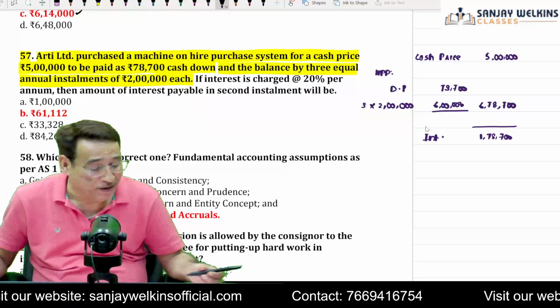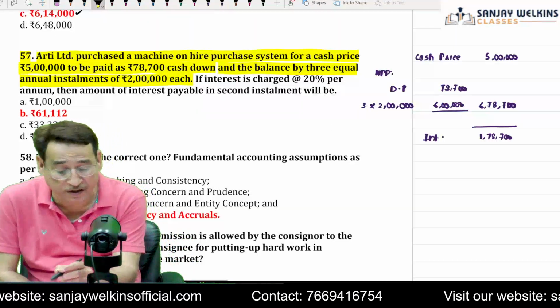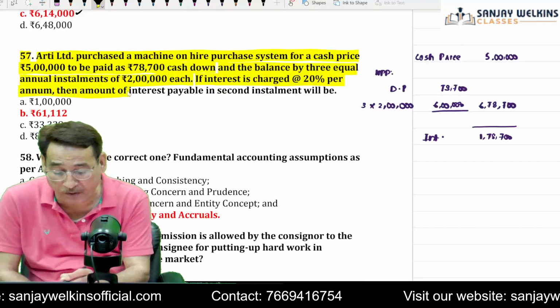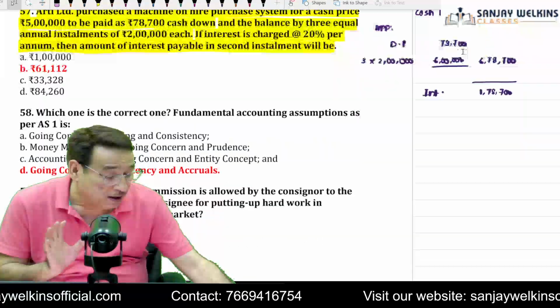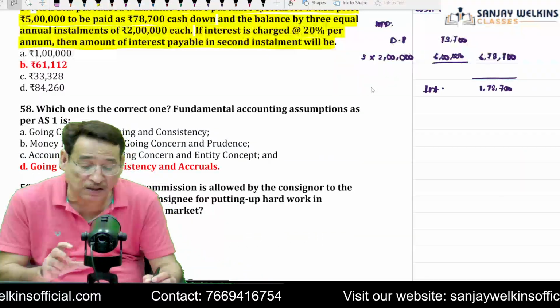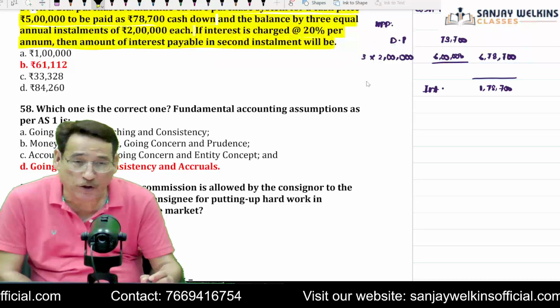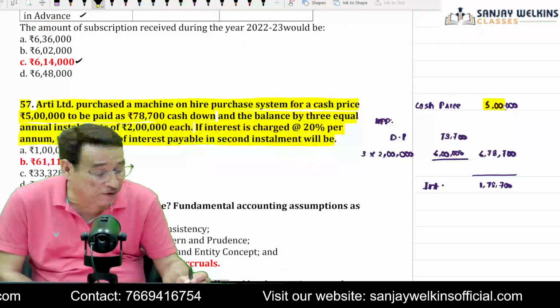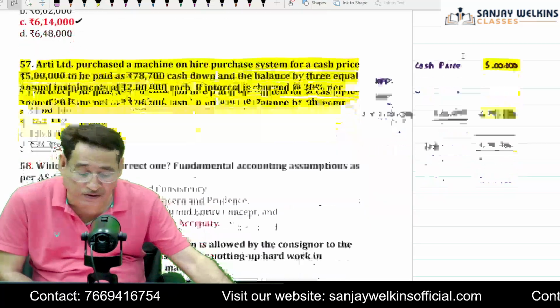Sorry, extremely. Sometimes there are phone calls, you simply can't help it. Anyway, the question here is asking: if interest is charged at the rate of 20% per annum, then what will be the amount of interest payable in the second installment? Even in this case, as you must have noticed, we can easily find out because a rate of interest is given. We are also being given cash price. We have the hire purchase price and the rate of interest is also given.